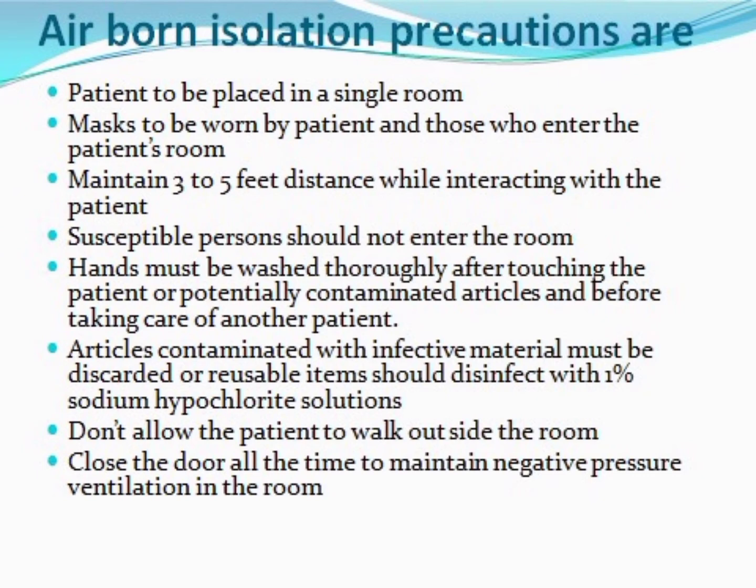So in airborne isolation, first and foremost thing is placing the patient in a single room. It is very important, and wearing a mask is also a very important practice, and we should always maintain 3 to 5 feet whenever we are interacting with the patient. Those who are immunocompromised persons should not enter the patient room.